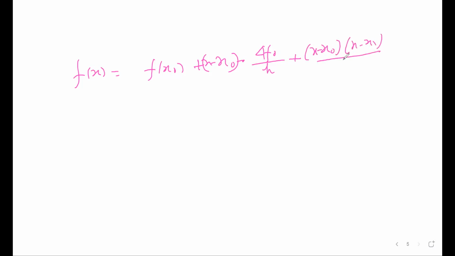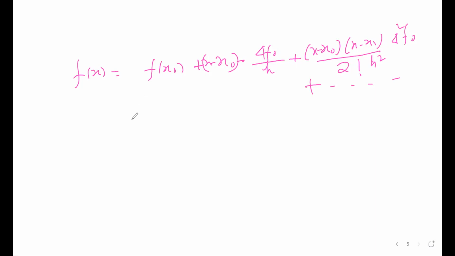So if we want to generalize this equation, then if f(x) can be written as f(x) equal to f(x0) plus (x minus x0) into del f0 divided by h. Similarly, you can write another term there: (x minus x0)(x minus x1) divided by factorial 2 into h square del 2 f0. In this way you can keep going, no problem. And this is the generalization of your Newton interpolation formula.